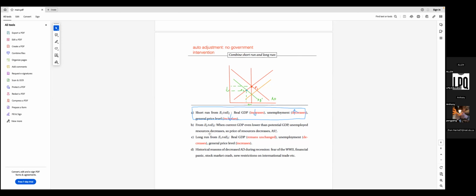unemployed resources, like unemployed workers, not decreases, this one should be increase. Typo here. Unemployed resources increase. So the price of resources decreases. So when the equilibrium wage has reached a very low level, in that kind of situation, producers are willing to produce more. So we shift the short-term AS to right. So finally, I shift the short-term AS to right in order to go back to normal level GDP.